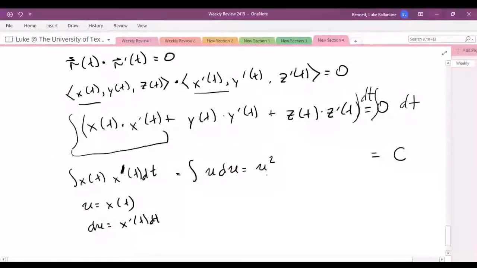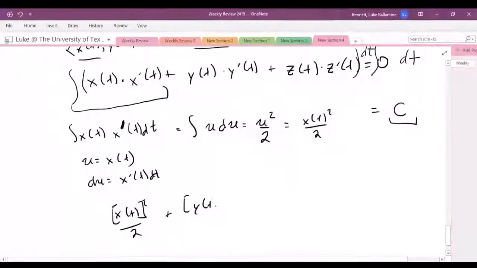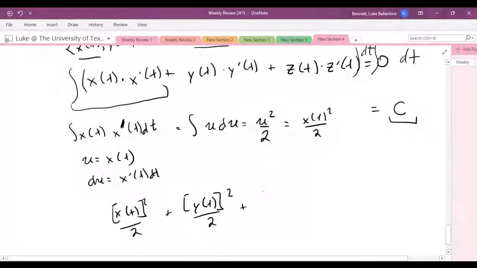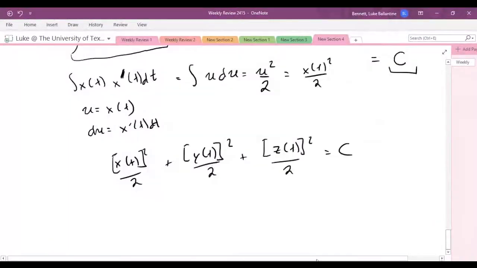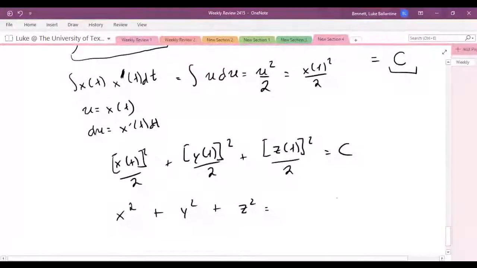So this is just u squared over 2 plus c, but the plus c would get absorbed over here. And so this is going to be for each one. We have x of t squared over 2 for the first one, plus y of t squared over 2 plus z of t squared over 2 is equal to c. Multiply the 2 across. Really, it's just x squared plus y squared plus z squared equals 2c, so I would just call it c1.